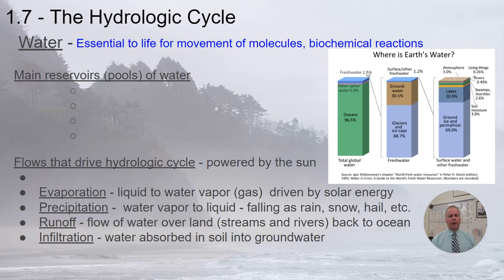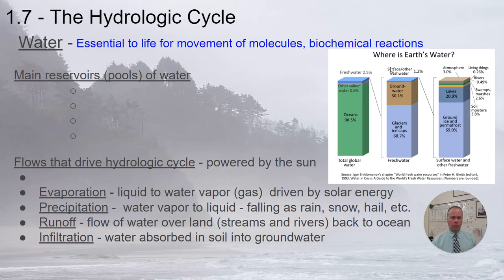If we further break down that fresh water, of that 2.5%, we look in this middle column of all of the fresh water, 68%, 2/3, is locked up in glaciers and ice caps. Another 30% is groundwater, which is stored in the soil, in aquifers. And then surface waters, lakes, streams, rivers, etc., make up a little more than 1% of the fresh water on Earth.